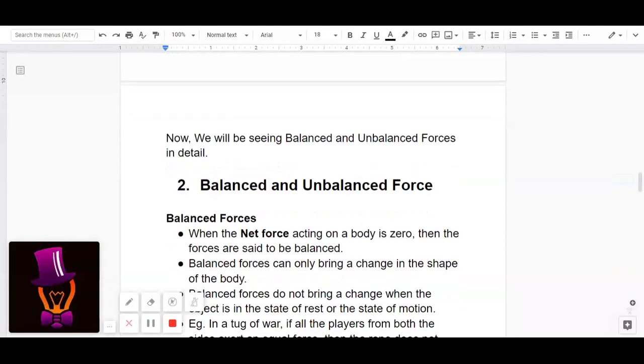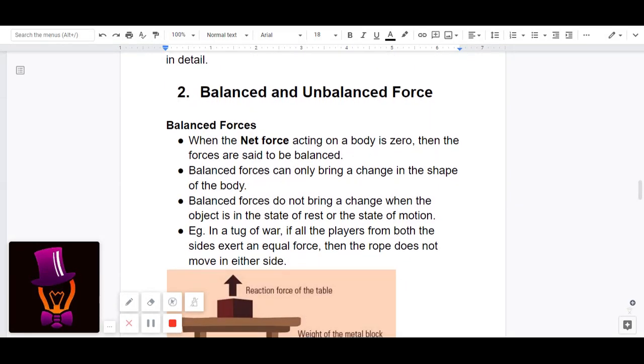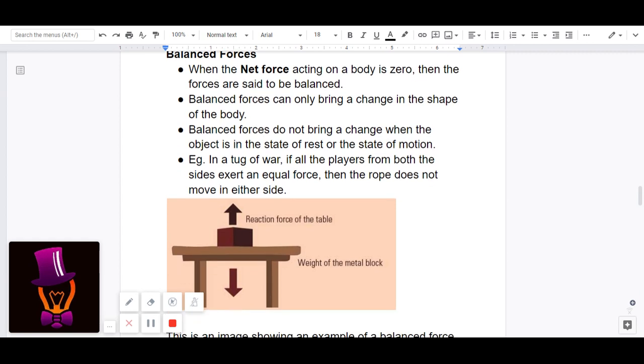Now we'll be seeing about balanced and unbalanced forces in detail. Balanced forces. When the net force acting on a body is zero, then the forces are said to be balanced. Balanced forces can only bring a change in the shape of the body. Balanced forces do not bring a change when the object is in a state of rest or in a state of motion. Example, in a tug of war, if all players from both sides exert an equal force, the rope doesn't move in either side.